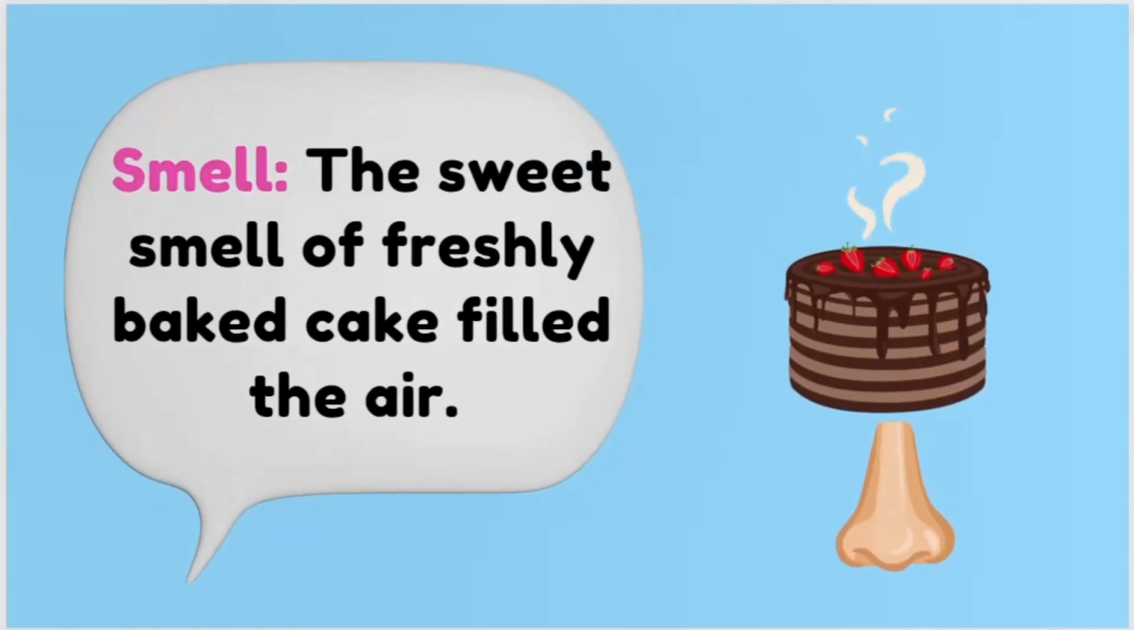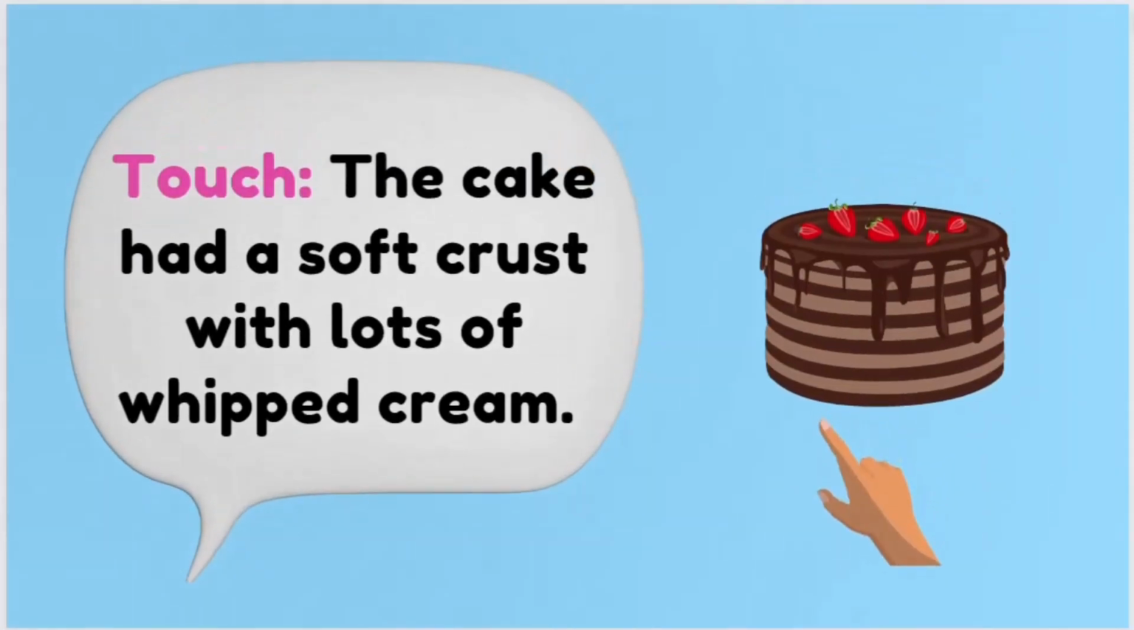Next is sense of smell, or we can say olfactory sense. The sweet smell of freshly baked cake filled the air. Next is sense of touch or tactile sense. The cake had a soft crust with lots of whipped cream. Now, this word soft is related to our tactile sense, and we are giving our reader the sense that the cake was so fresh, fluffy, soft, and maybe scrumptious as well.